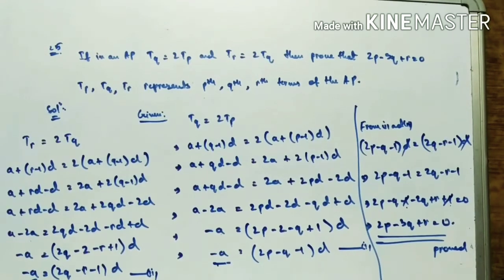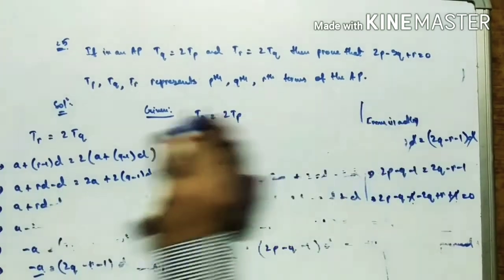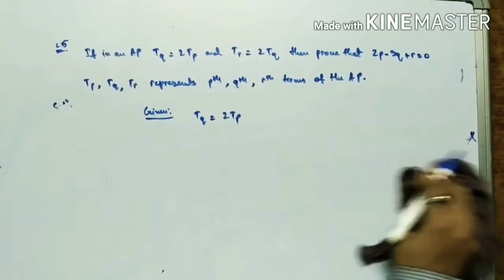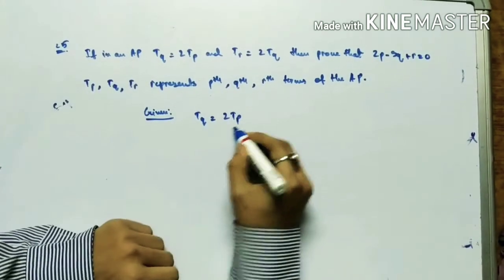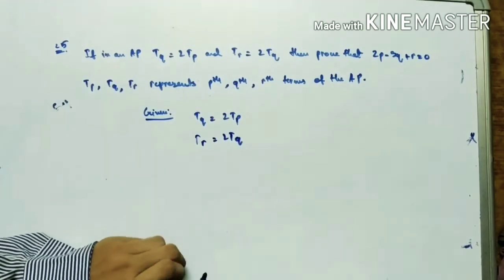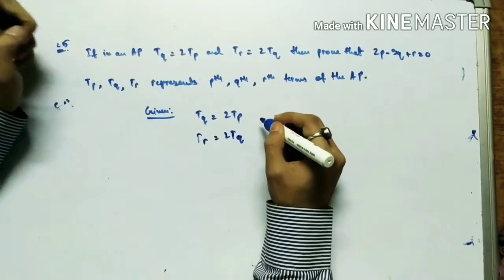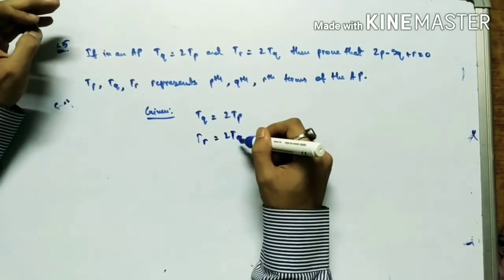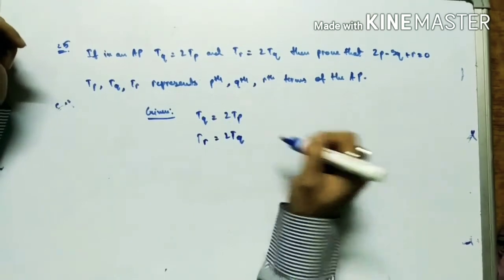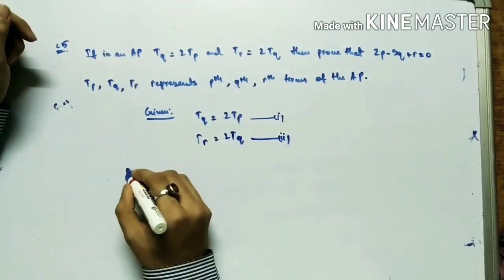Now let's see if I can do it with another process. Let's see if the answer comes. So this is your first method. Let's see if I can do it with another process. So this is given: 2TQ is equal to twice TP, and TR is equal to twice TQ. Okay, so now in here you see, TQ value, it is twice PR, it is given. So this is equation 1 and this is equation number 2.